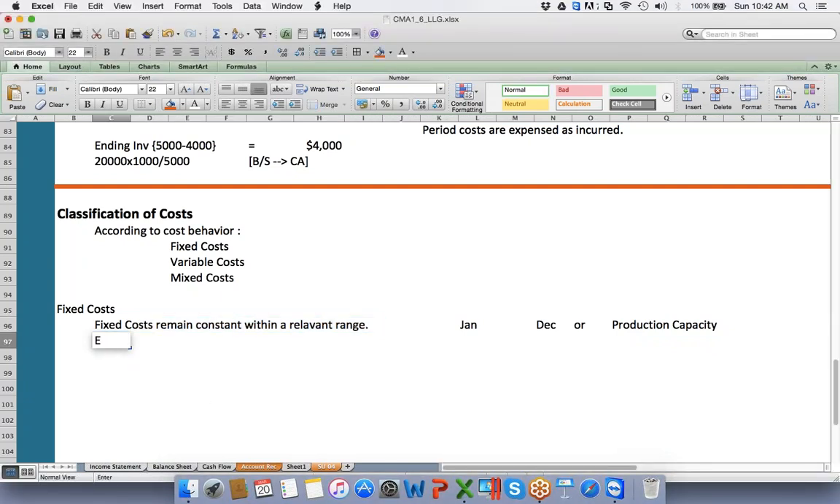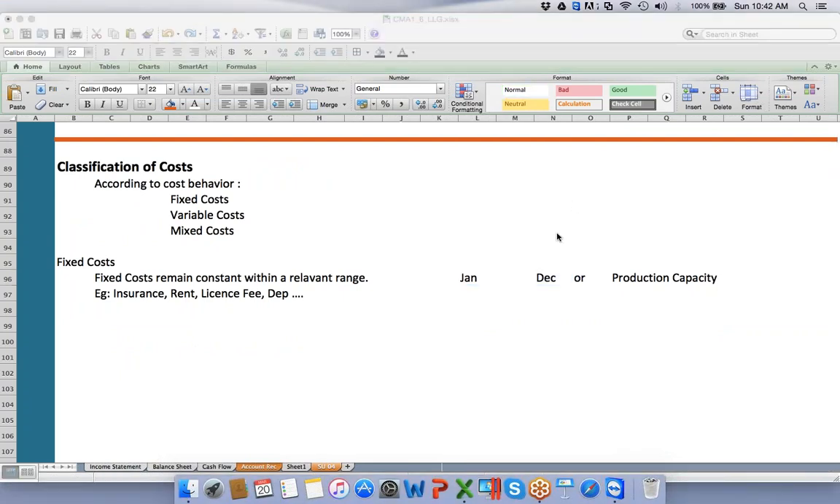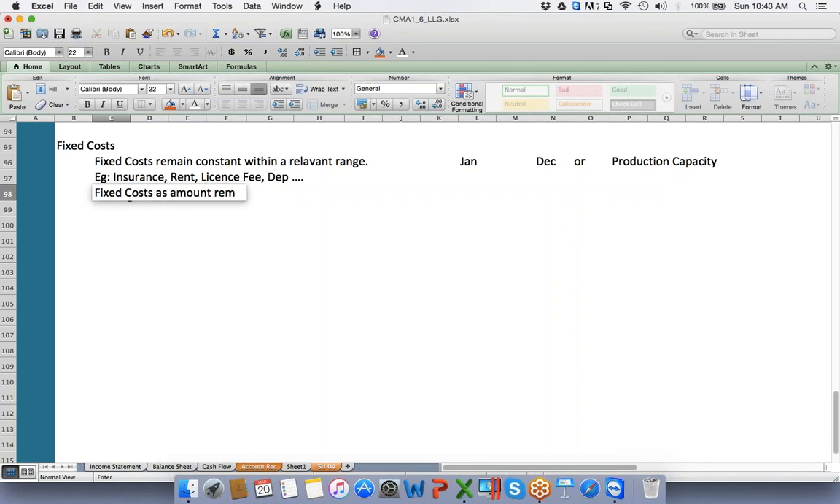Now, examples include insurance, rent, license fee, depreciation, manager's salary, etc. They do not increase or decrease due to the production capacity or whether production is more or less, the cost will remain the same. But here, what we should see is that fixed cost is the same each month, but are you producing the goods as we designed, as we have the capacity or not? So for this, we can say fixed costs as an amount remain constant, but per unit variable.